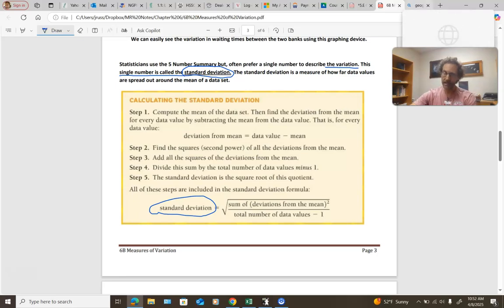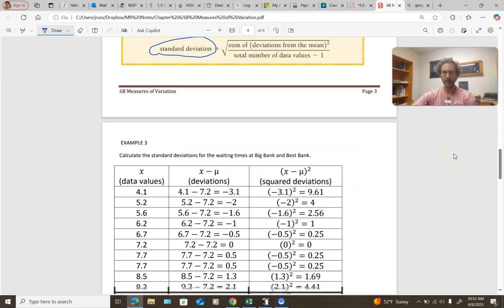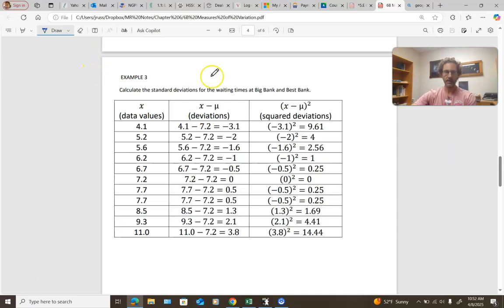Okay, so if I overwhelmed you a bit, you may recall me saying that finding the standard deviation by hand can be quite meticulous, and so you're going to want to use a calculator for this. But if you were doing it by hand, I do want to illustrate this for you in this table. So what I've got here in this first column, these are the actual data values. Again, I'm referring back to that data set for the waiting times at, I believe it was Big Bank right here. So these are the data values.